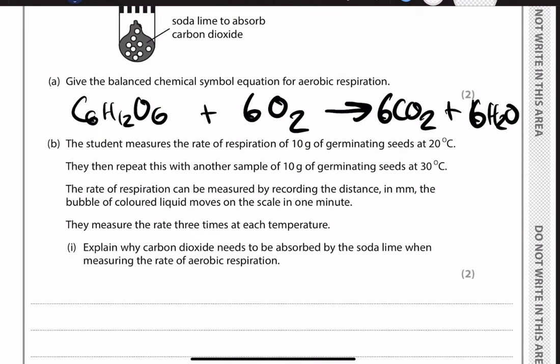The student measures the rate of respiration of 10 grams of germinating seeds at 20 degrees Celsius. They then repeat this with another sample of 10 grams of germinating seeds at 30 degrees Celsius. The rate of respiration can be measured by recording the distance in millimeters the bubble of colored liquid moves across the scale in 1 minute. They measured the rate 3 times at each temperature. Explain why carbon dioxide needs to be absorbed by the soda lime when measuring rate of aerobic respiration.